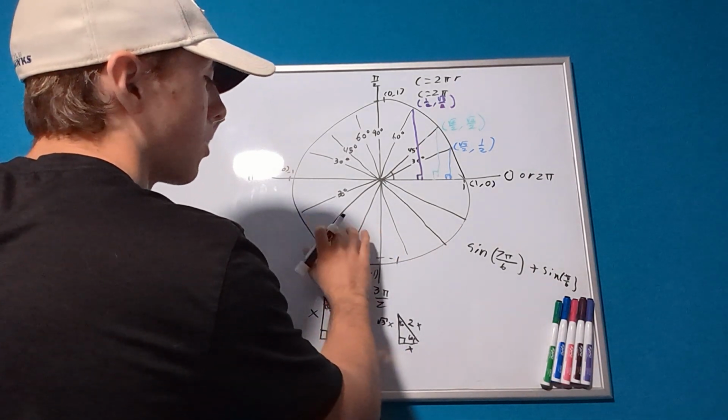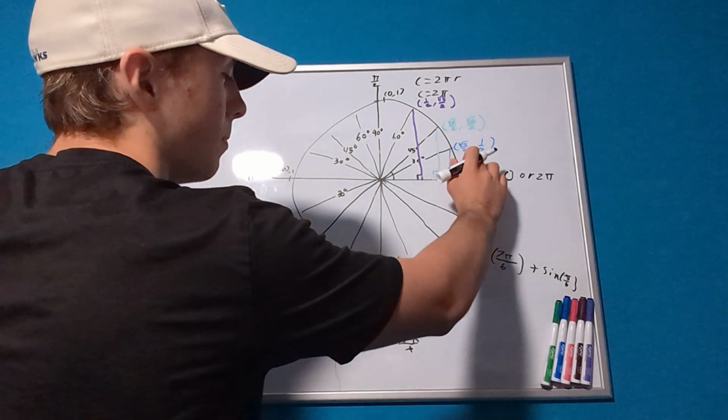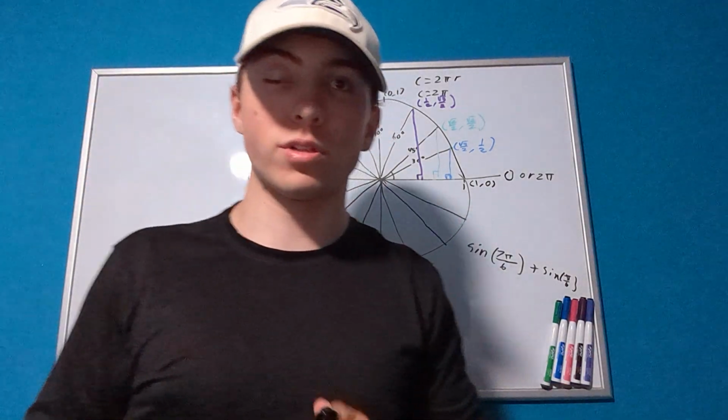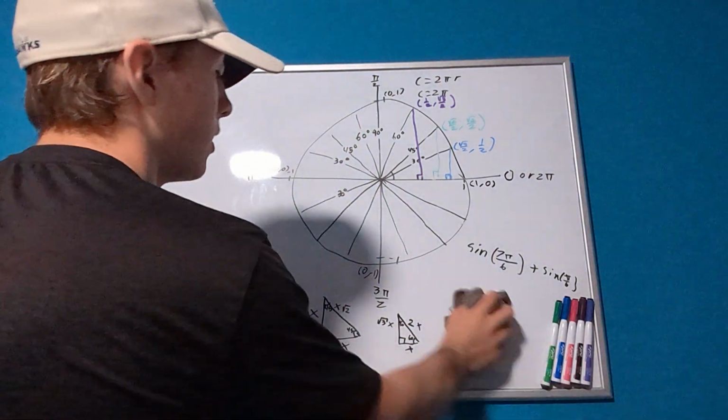So that means it's going to be in the third quadrant. In the third quadrant, sine is negative, so in this case it'll be negative 1/2. Make sure you identify which quadrant it will be in. So let's take a look. I'm going to erase this now.